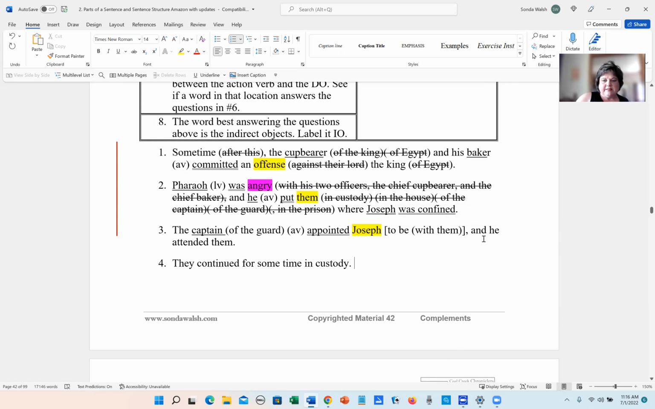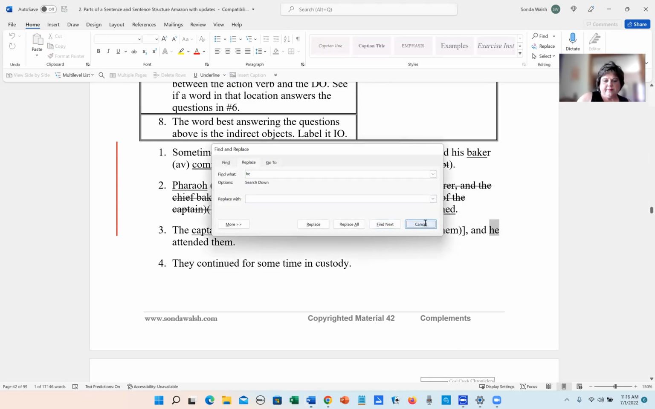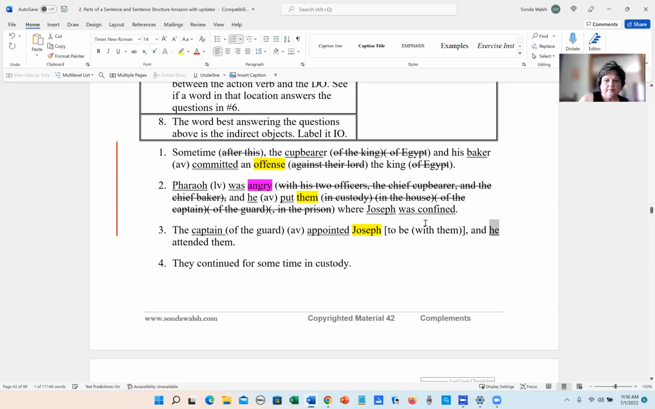Okay, and then we go to the next part of the sentence. He is our subject, so we'll underline that one time. Attended is a verb. We'll underline that twice. Attended is an action verb. Therefore, we're looking for a direct object or an indirect object. So he attended who? He attended what? The answer to that question is them, and them is a direct object.